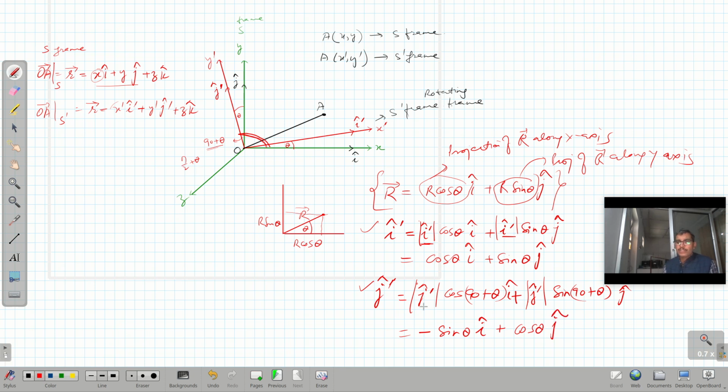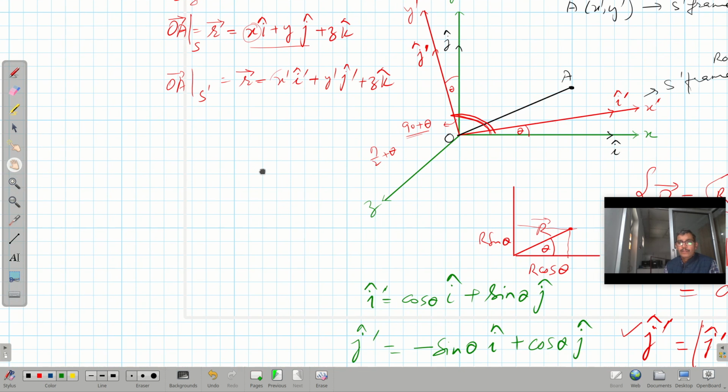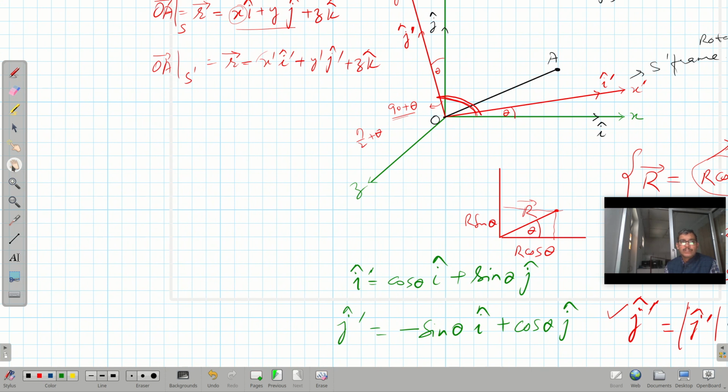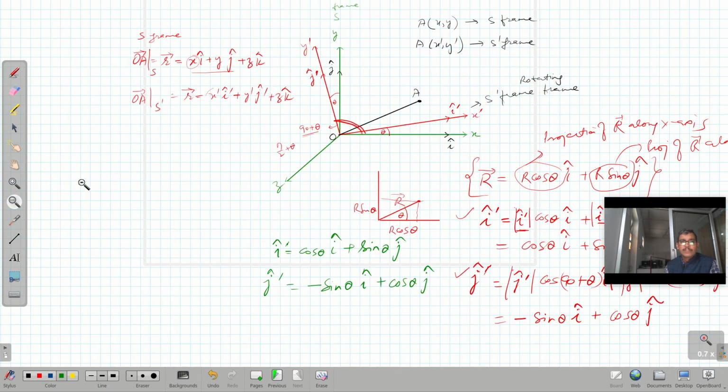So I'm just using these values here. What I got is that i prime cap is equal to cos theta i cap plus sine theta j cap. Similarly, j prime cap is equal to minus sine theta i cap plus cos theta j cap. I am just using these values here. Let me make it a little smaller. Yeah, now it's better.